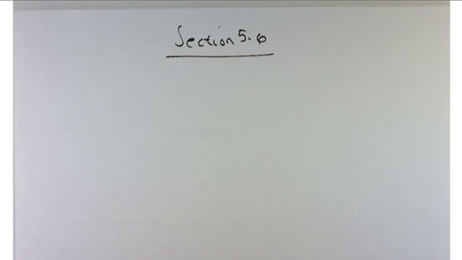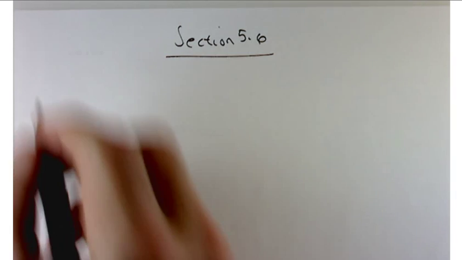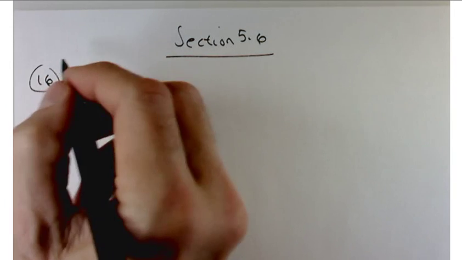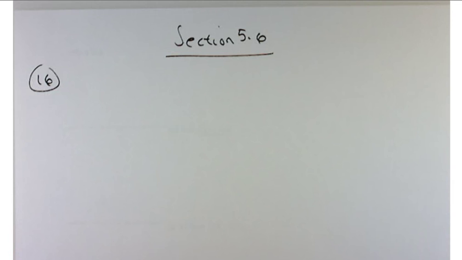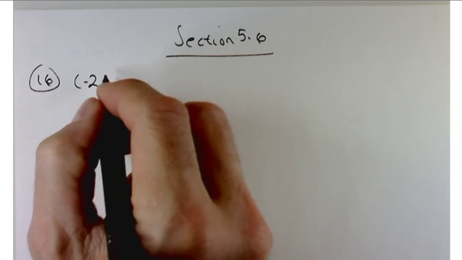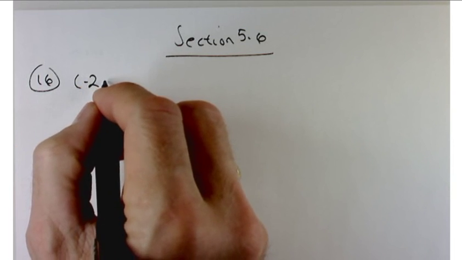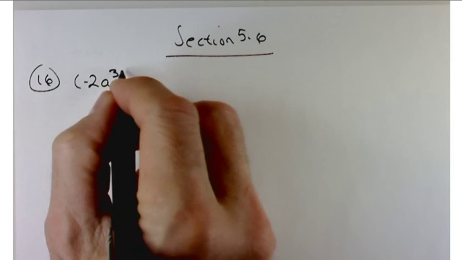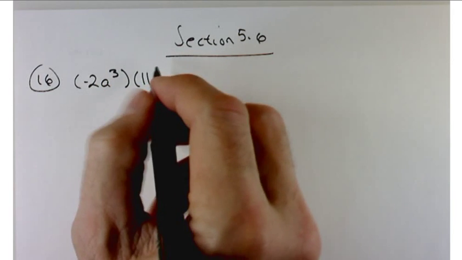We're going to multiply polynomials. It'll start out kind of slowly by multiplying monomials, and then we'll build that up to a monomial times a polynomial, and finally product of binomials, and then binomials and trinomials. So we'll start out simply with product of two monomials. Problem number 16 is negative 2a cubed times 11a to the second.